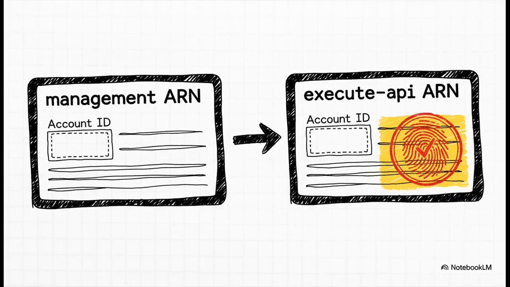And here's another dead giveaway. Remember how we said the management ARNs often leave the account ID blank? Well, execute-api ARNs never do. They always have the AWS account ID filled in. It's a really simple trick to immediately tell what kind of permission you're looking at.